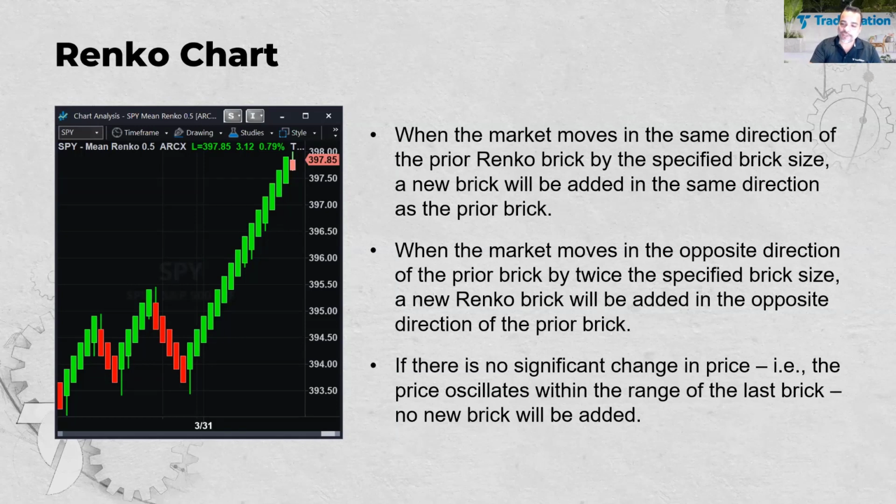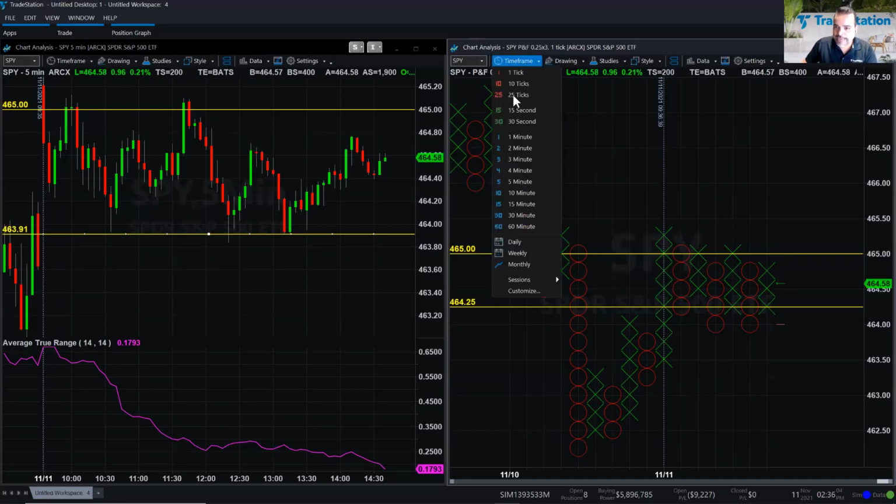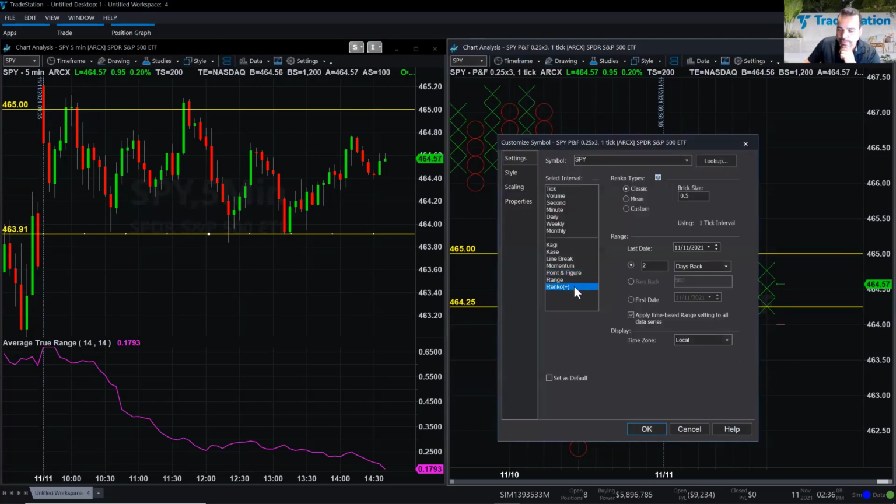If there's no significant change in price, for example the price oscillates within the range of the last brick, no new brick will be added. Let's go to TradeStation and take a look at a Renko chart. I'm going to leave this chart open. I'm going to use the same chart here. I'm going to go to time frame, customize, and we're going to do Renko. There are different Renko styles. We have a classic, we have a mean, and we have a custom. Let me just explain the classic, and we'll take it from there.